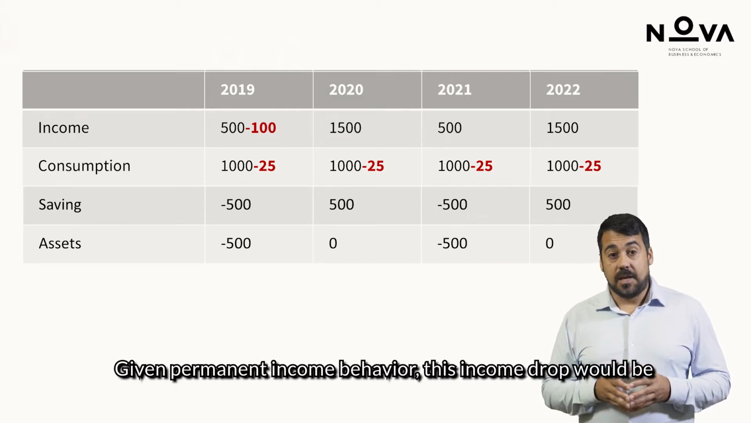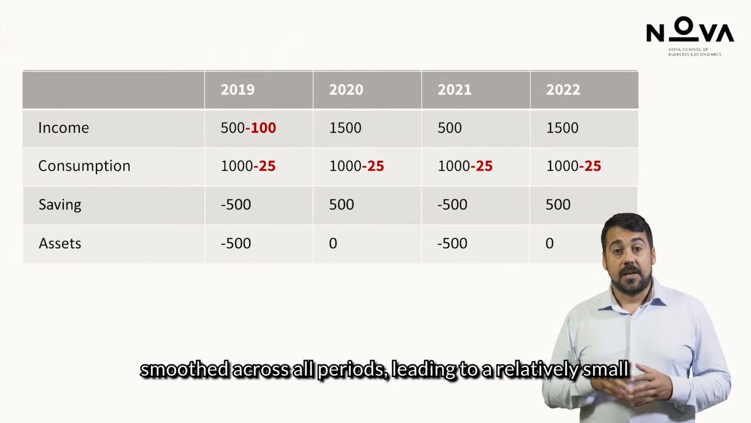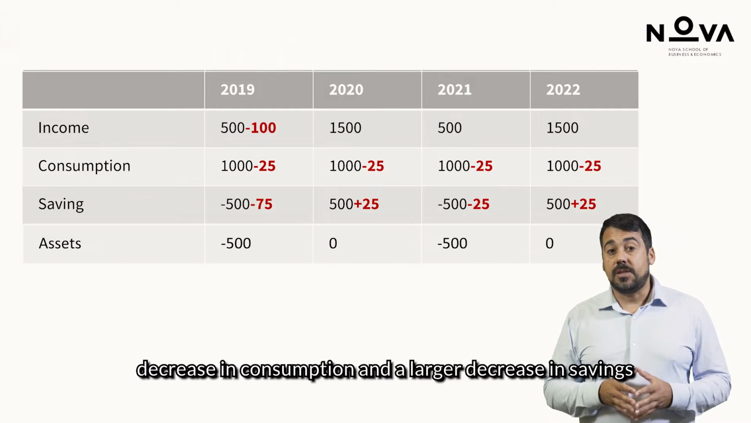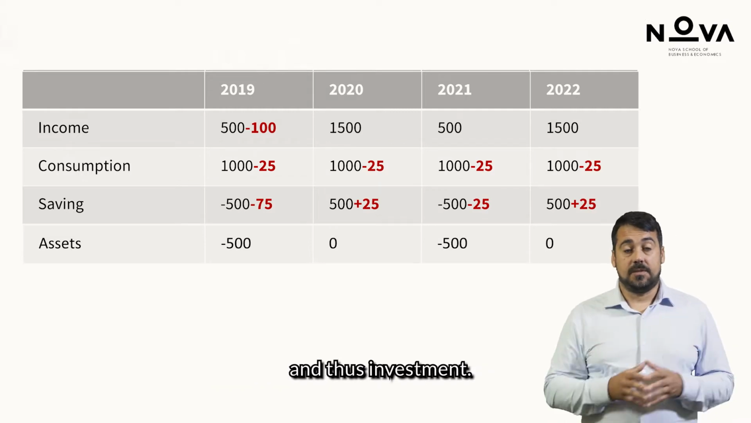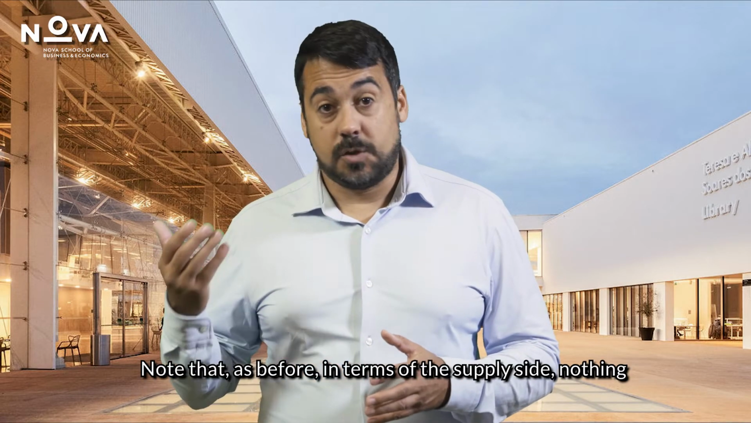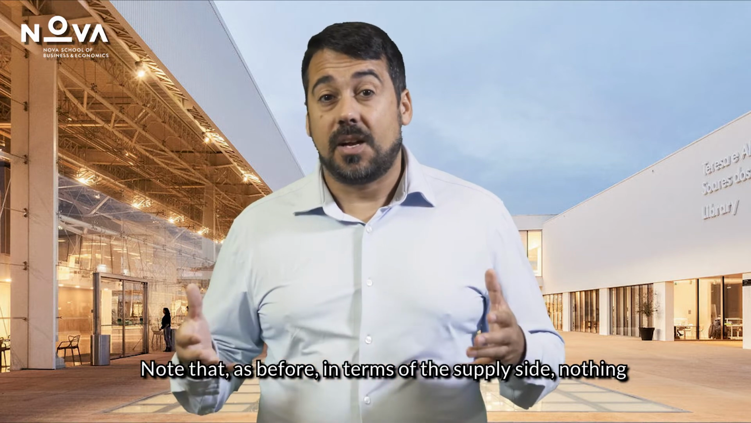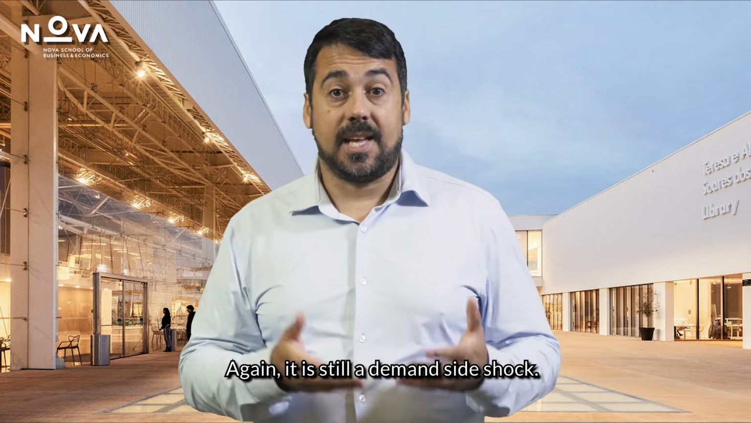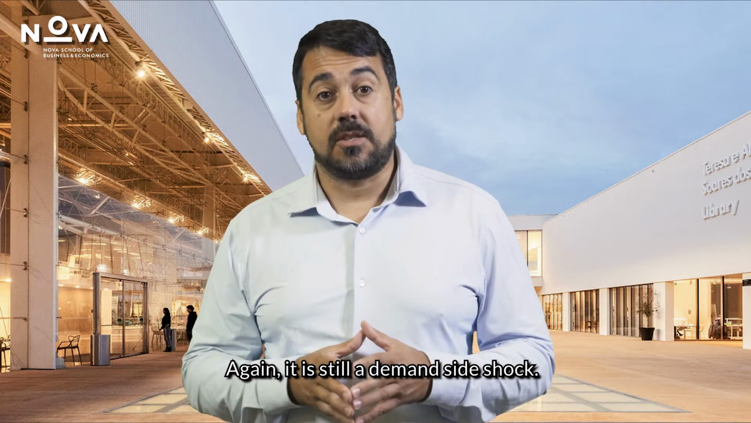Given permanent income behavior, this income drop would be smooth across all periods, leading to a relatively small decrease in consumption and a larger decrease in savings and thus investment. Note that, as before, in terms of the supply side, nothing changes with a temporary increase in government expenditures. Again, it is still a demand-side shock.